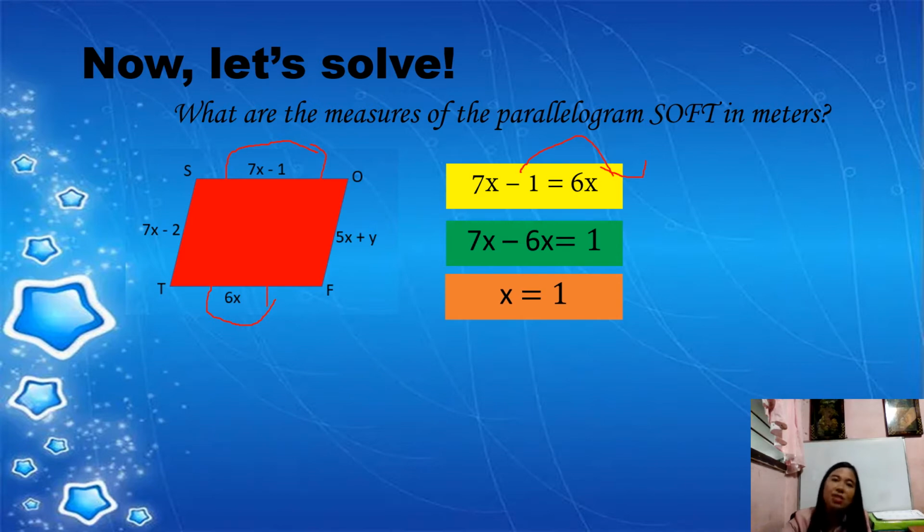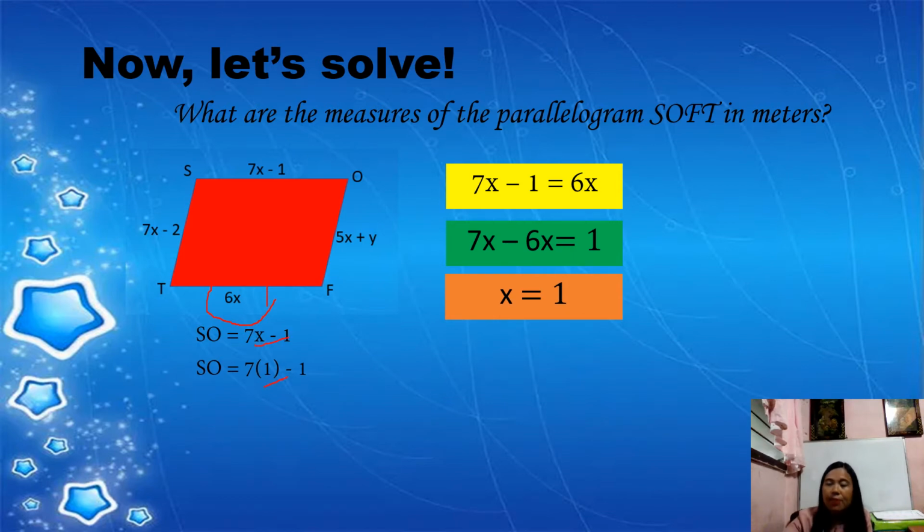The problem here is asking for the measures of the parallelogram. So therefore, we have to solve for the measurement of SO. SO is given to be 7x minus 1 and x is equal to 1, so by substitution, x here becomes 1.